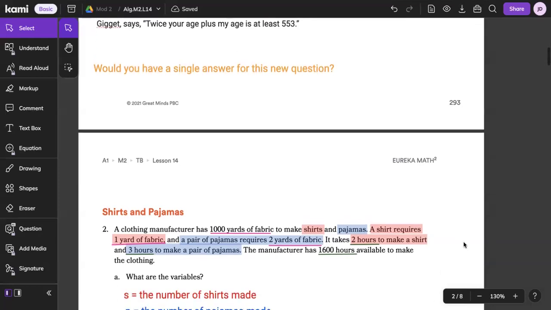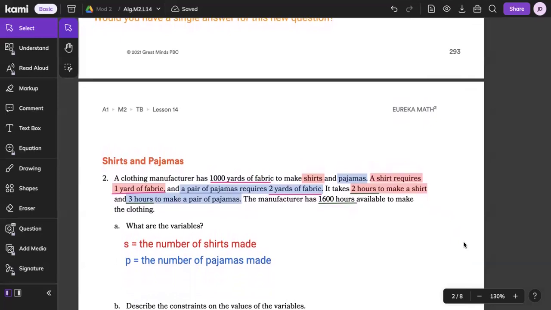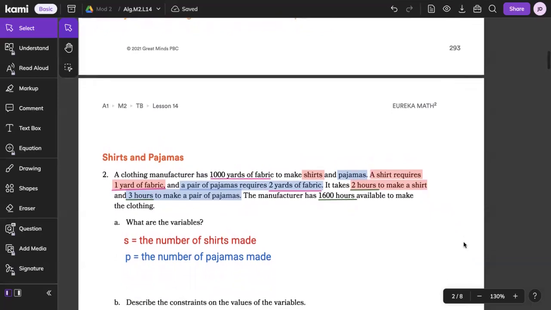So our variables here are going to be the number of shirts and the number of pajamas. So I set those as S and P to make that make sense. And then describe the constraints on the values of the variables. So this is where I have things highlighted and I have things underlined to kind of restrict what you're looking at. So the first thing is that both of these have to be positive whole numbers.